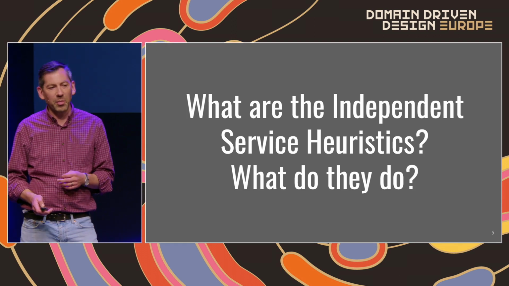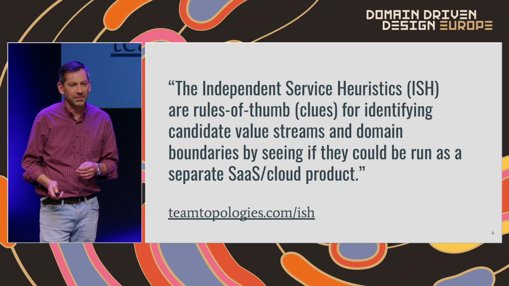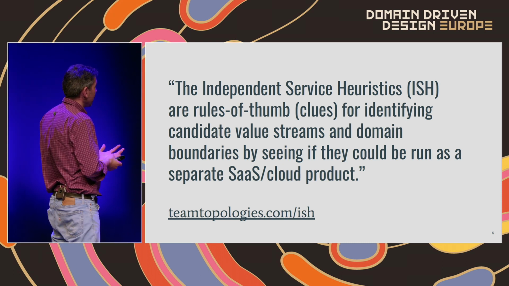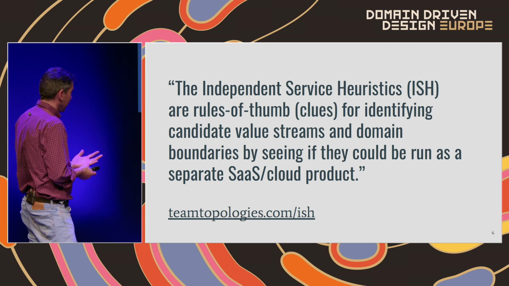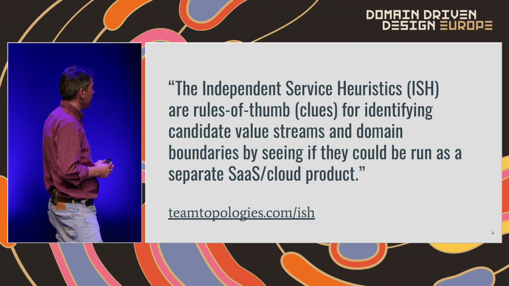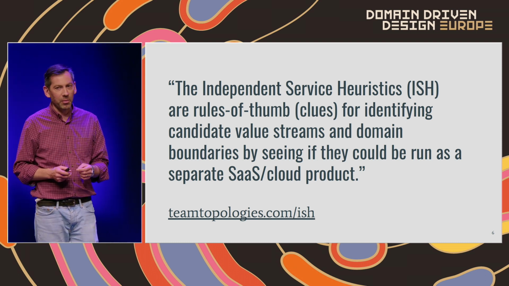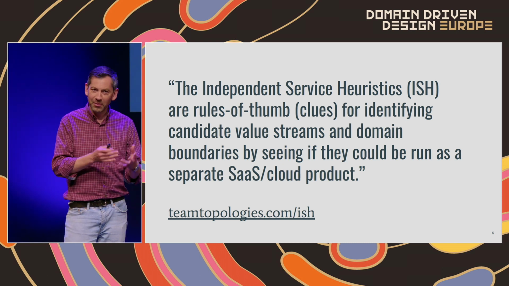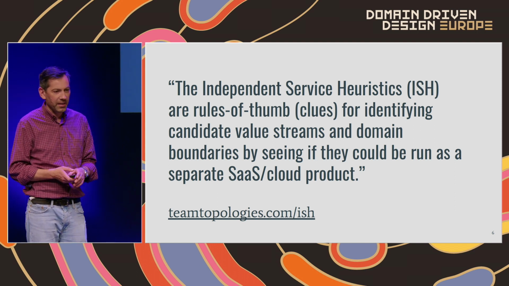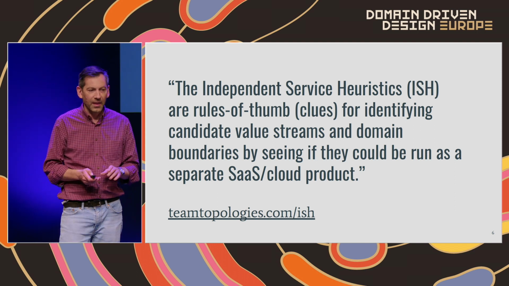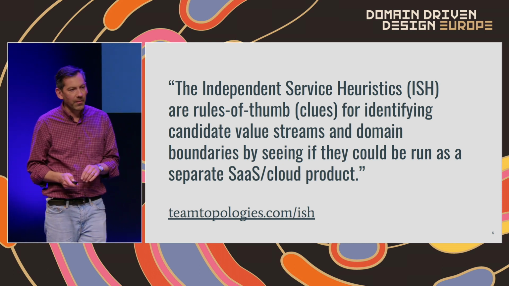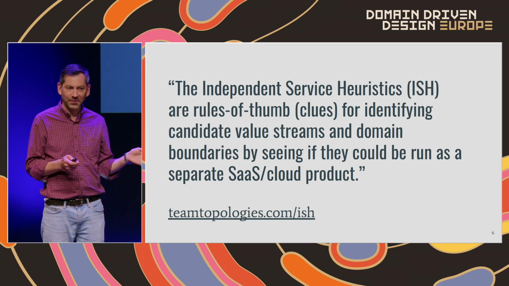So first of all, what are the independent service heuristics? What do they do? Let's have a look. Let's read out the official definition. The independent service heuristics are rules of thumb or clues for identifying candidate value streams and domain boundaries by seeing if they could be run as a separate SaaS or cloud product. A bit of a mouthful, but quite descriptive. If you go to teamtopologies.com/ISH, you'll find more details there. So all fine, and we're going to dive into these details in a little bit. But that gives you a picture, that sets the context.